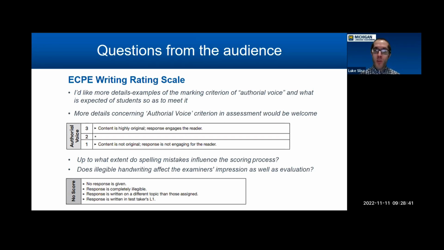So in a case where no score is given, that would be because no response is given, the response is completely illegible, we can't read it at all, the response is written on a different topic than the one assigned, or the response is written in the test taker's L1 or a language other than English. So I've never heard of a case where the handwriting has prevented us from rating a response, but be sure to always just write as clearly as you can to avoid that from happening.